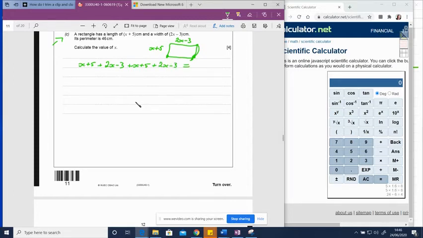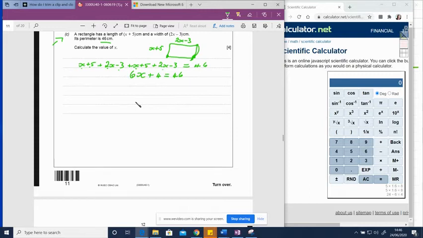And I know that is equal to 46 because the question tells me so. So now I'm going to simplify. How many x's have I got? I've got 1 and 2, which is 3, 4, 5, 6. So 6x. And I'm going to add up my digits now. Plus 5 minus 3 takes me to 2. Plus 5 is 7, minus 3 is 4. So 6x plus 4 is equal to 46.